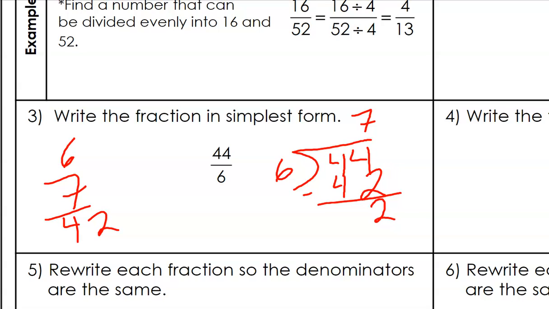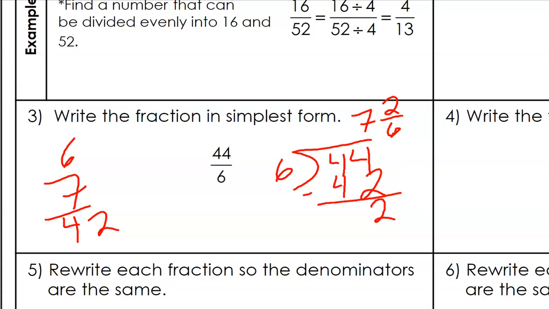Remember, the remainder is going to be the numerator. So we got 2 left, and the denominator stayed the same. Remember we cut our equal parts, the denominator, into 6. So you have 6 slices, and out of those 6 slices, 2 are left. So we got 7 whole, 2 out of 6.